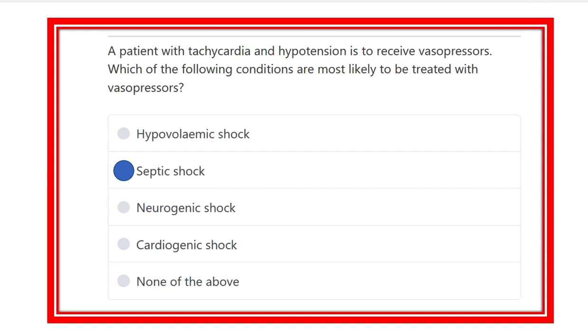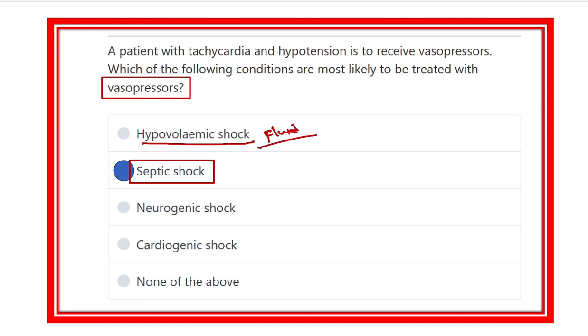So here we can see this is septic shock. In septic shock, a vasopressor is used. As for the other options, such as hypovolemic shock, there is volume loss, so fluid should be given. Here fluid is given, and there is no role for a vasopressor. In cardiogenic shock, there is pathology in the heart, so the pathology of the heart should be treated. Here the vasopressor usually has no effect, and in neurogenic shock also, the vasopressor is usually not very active. So septic shock is the answer. In septic shock we use a vasopressor.